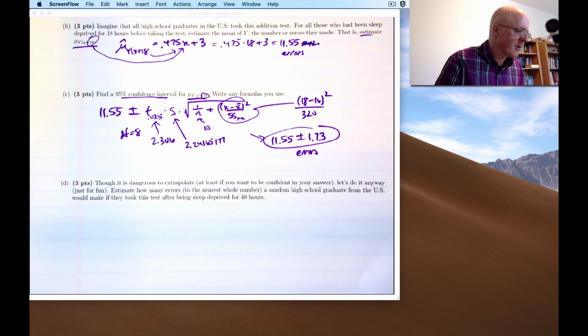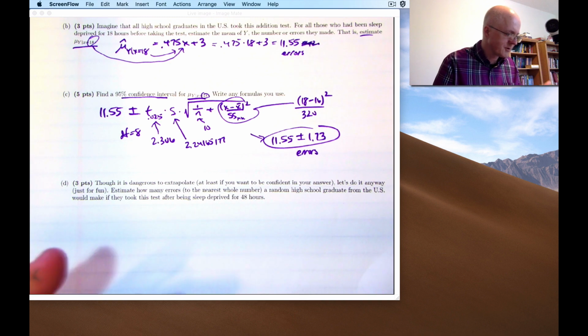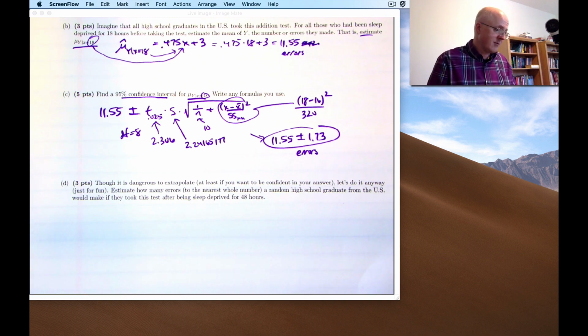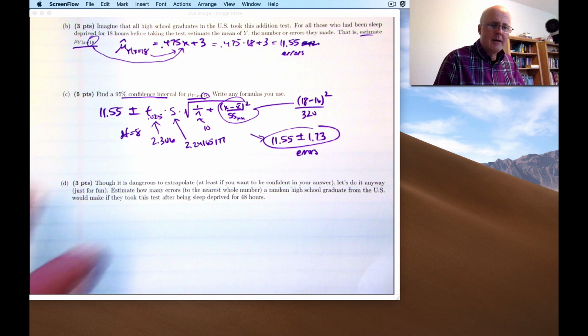People being sleep deprived for only 8 hours doesn't seem like such a big deal. I mean, I guess you'd have to, if they slept till 8 in the morning, you'd be testing them at 4 in the afternoon. I guess that would maybe be how they do it.